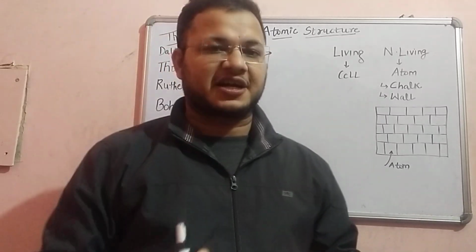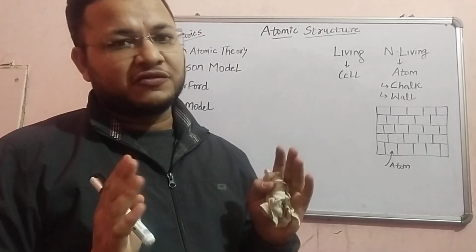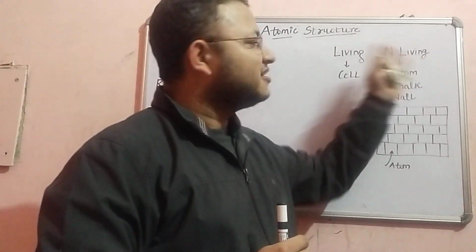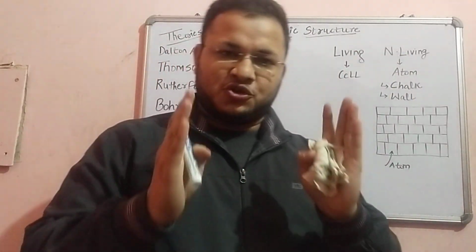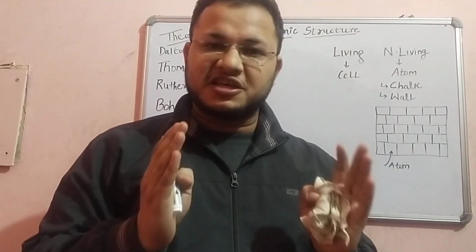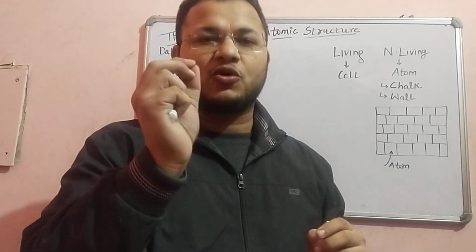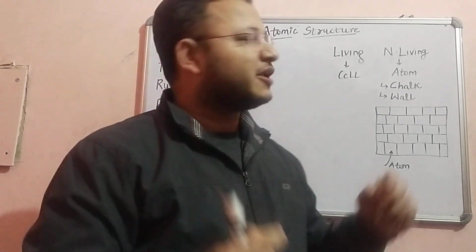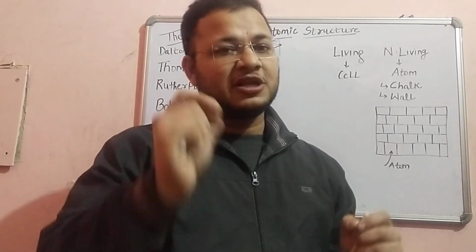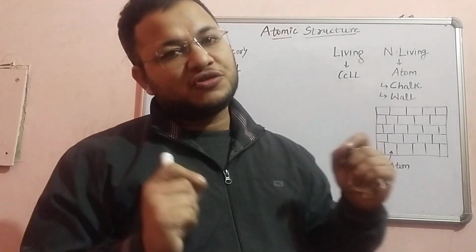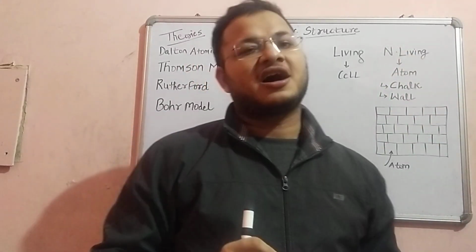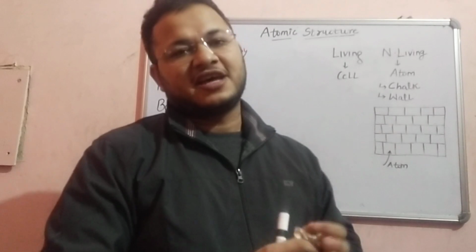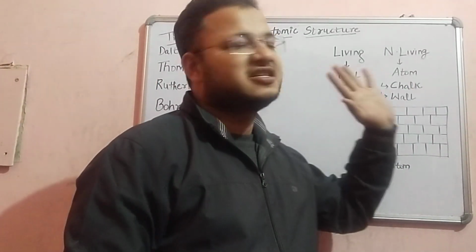So let us start. In this universe there are two kinds of things: one is living and the other is non-living. You must know that living things are made up of very small parts. The smallest part of our body is known as the cell. Similar to the cell, in this universe, non-living things are made up of the smallest, tiniest particles, and those particles are known as atoms.